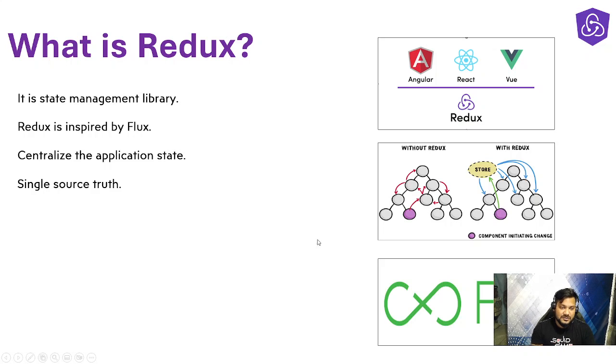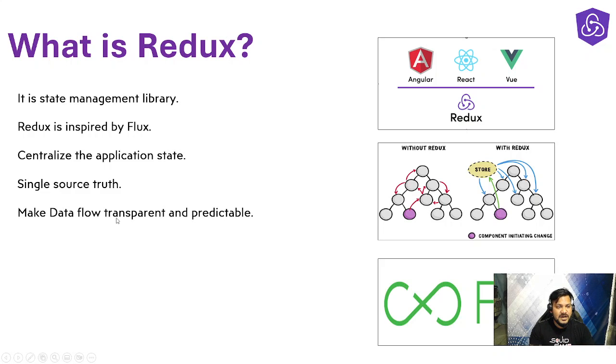Single source of truth. So what does this mean actually? This means that the state of your whole application is stored in an object tree within a single store. Typically a deeply nested object for a real application. So we have only one single way of updating the data, and that is that we have only one store in the application. But in Flux we can have multiple stores, right? So this differentiates Flux and Redux.